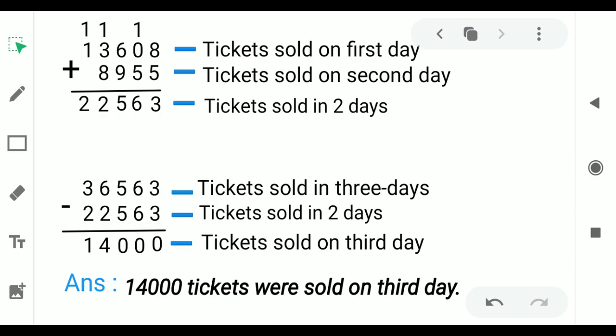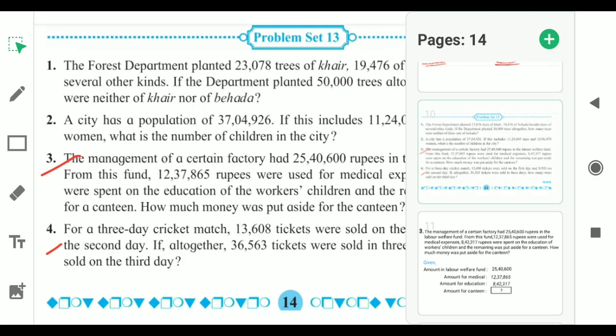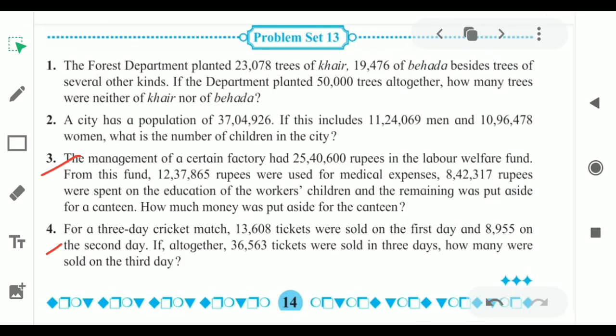So, here we complete the problem set 13. Now, here you have to solve question number 1 and 2 by this method. That's your homework.